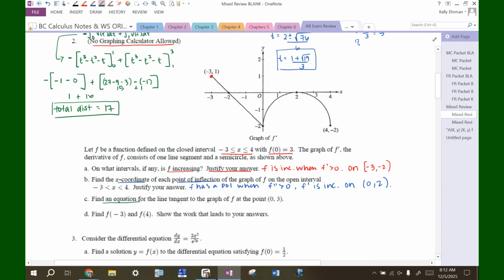Find an equation for the line tangent to the graph at the point 0, 3. So I need a point, which I have. I need a tangent, so I need f prime of 0. F prime of 0 from the graph is negative 2. So to write my equation, it's y minus 3 equals negative 2 times x minus 0, or you could just say x there.